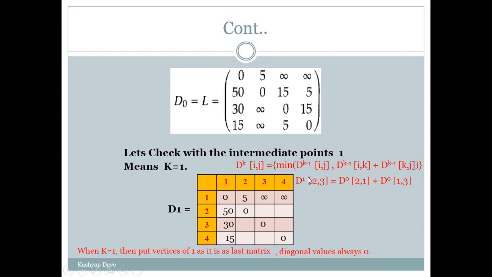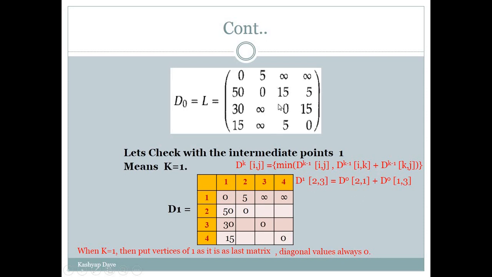It will be the minimum of two things. First one is the distance from the last matrix, meaning the distance from 2 to 3. So here, the distance from 2 to 3 is 50. And another thing we have written here is Dk minus 1, our previous matrix, ik, meaning 2 to 1, plus Dk minus 1 kj, meaning 1 to 3. So here we will calculate the 2 to 1 distance plus the 1 to 3 distance, meaning 1 will be our intermediate node here. So let's find those values.